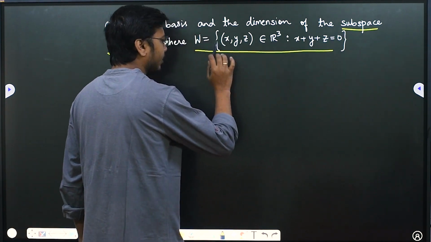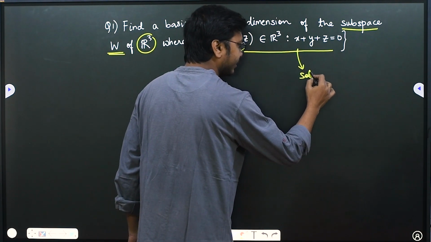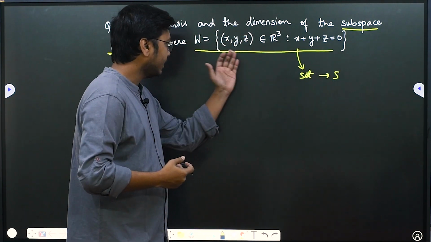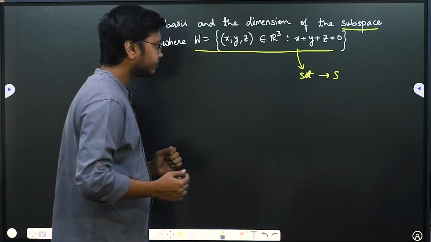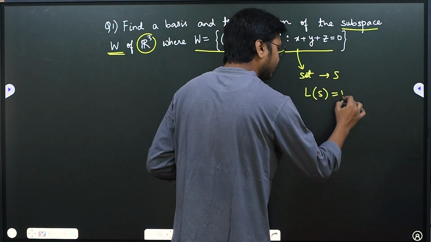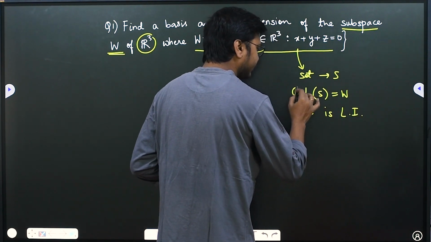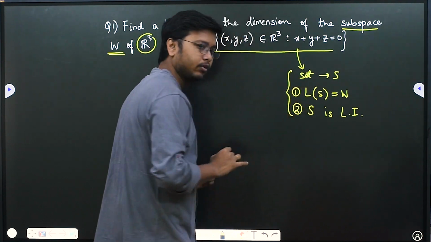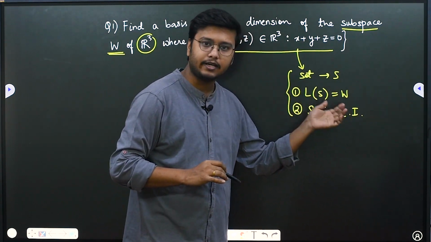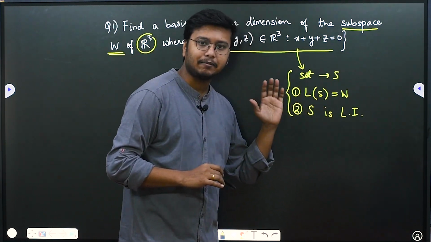In order to find the basis of W, our target is to find a set, let's say S. I am telling you the rules of doing the sum, the process. We will be finding a set S and we will be trying to show that L of S equals W and S is linearly independent. These are the two things that we will be trying to do. If we are able to find such a set which generates W and which is linearly independent, then that set becomes the basis and the number of elements in that set becomes the dimension.